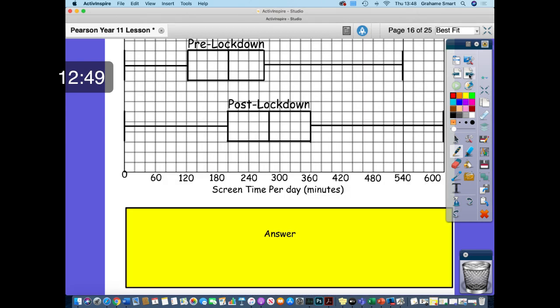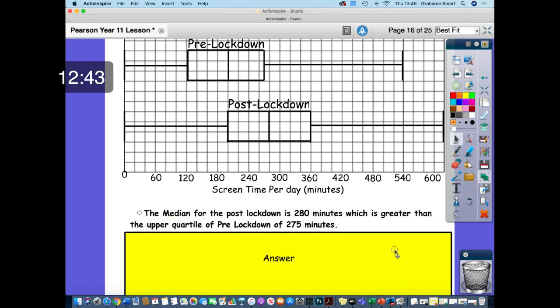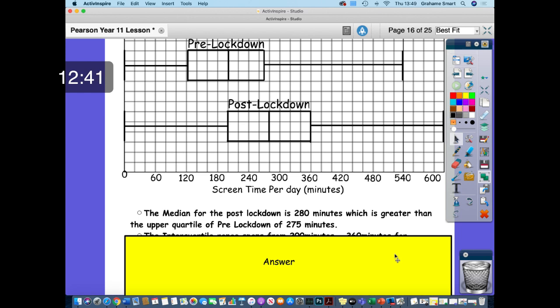Okay, I'm now going to look at some statements that you may have found useful. First statement: the median for the post-lockdown is 280 minutes, which is greater than the upper quartile of pre-lockdown, which is 275 minutes. I'm literally looking at the median here for post-lockdown and comparing it to the pre-lockdown upper quartile.